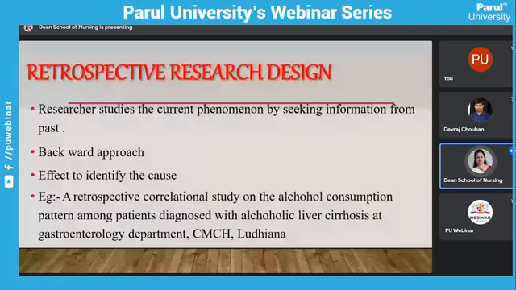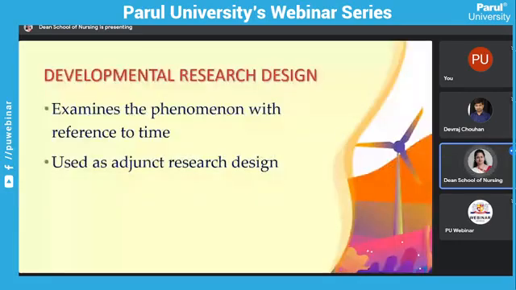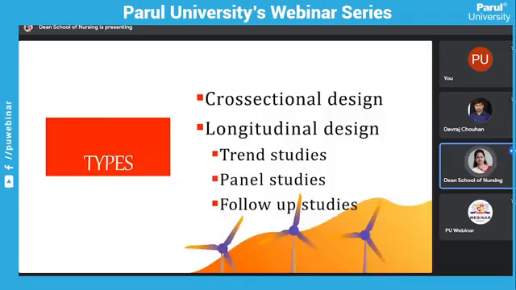Developmental research design. This research design examines the phenomenon with reference to time. It is used as adjunct research design. Here the types are cross-sectional and longitudinal. Under longitudinal, we have trend studies, panel studies, follow-up studies.